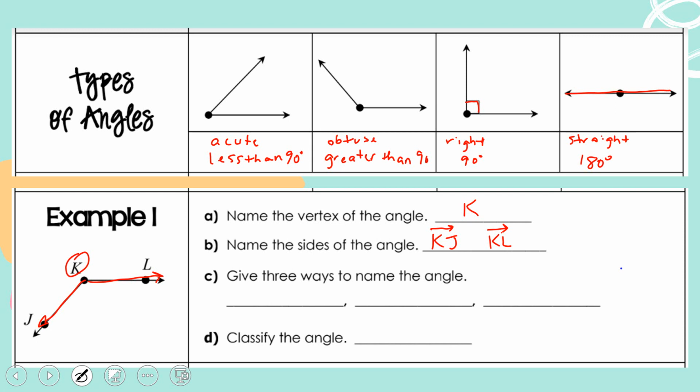There are three ways to name this angle. We said we could use three letters. We can start with the J, K in the middle, and then the L. Or we could start with the L, then the K in the middle, and the J. So JKL, or LKJ, or we could just use angle K, just name the vertex. And this is an obtuse angle because it's greater than 90.